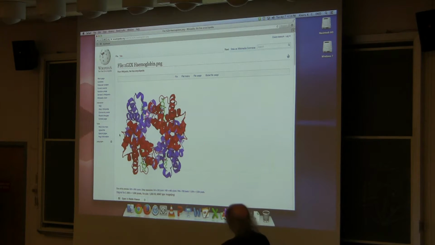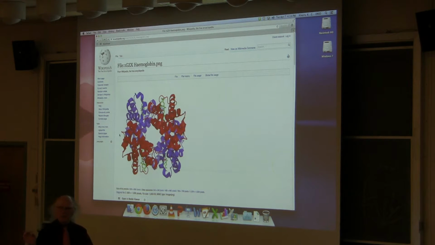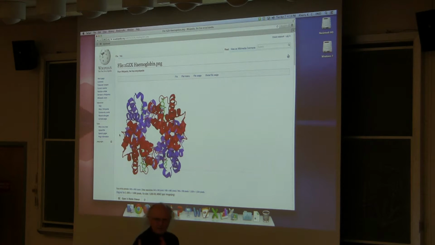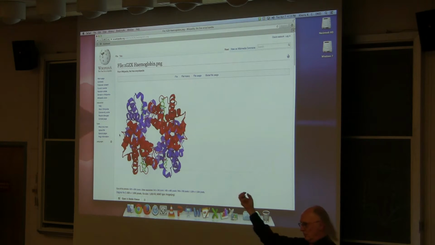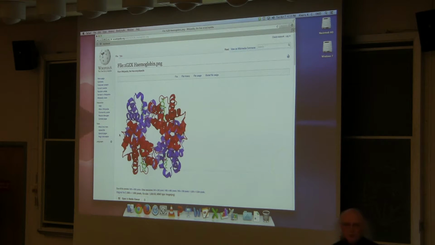Alpha 2, beta 2. Because this looks like myoglobin, each subunit of hemoglobin contains a heme. There's a heme in green, there's a heme in green, there's a heme in green, and there's a heme in green. Hemoglobin has 4 heme groups because it has 4 subunits, each subunit containing 1 heme, and each heme contains 1 iron, and each iron can hold on to 1 O2 molecule. So hemoglobin can hold on to 4 O2 molecules.